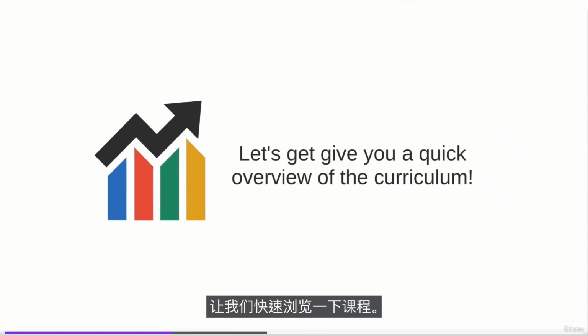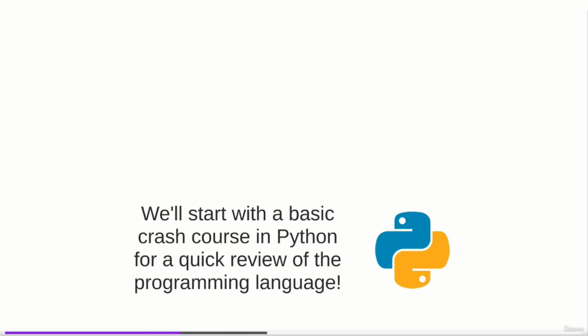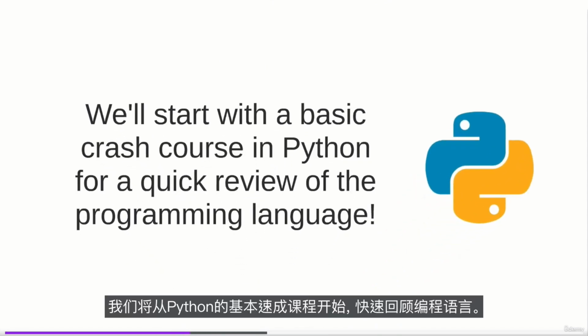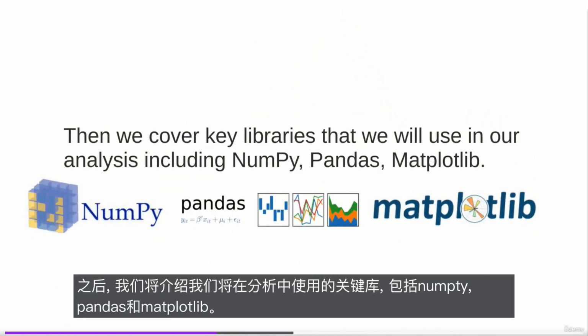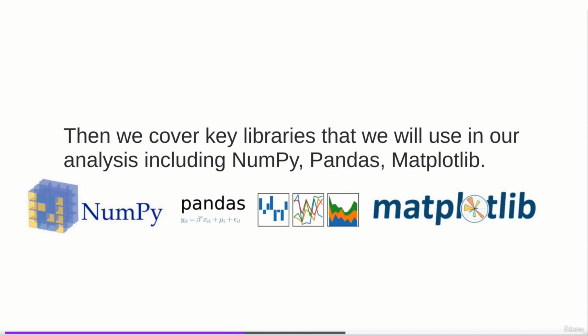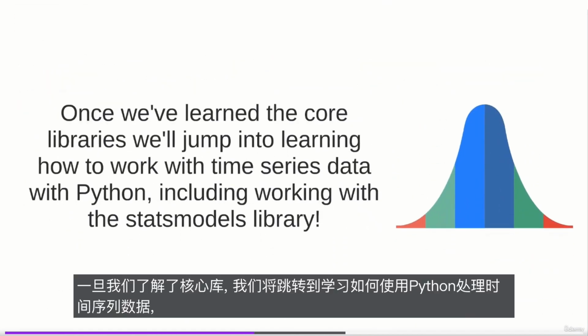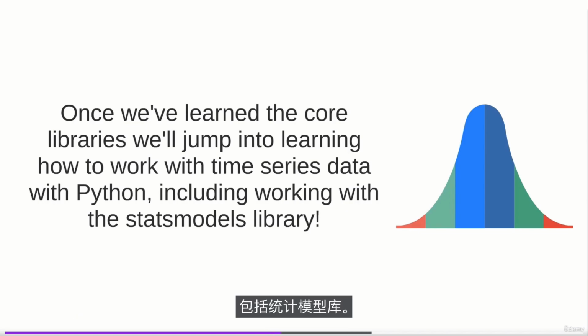Let's get a quick overview of the curriculum. We'll start with a basic crash course in Python for a quick review of the programming language. Afterwards, we'll cover key libraries that we're going to be using in our analysis, including numpy, pandas, and matplotlib. Once we've learned the core libraries, we'll jump into learning how to work with time series data with Python, including working with the statsmodels library.